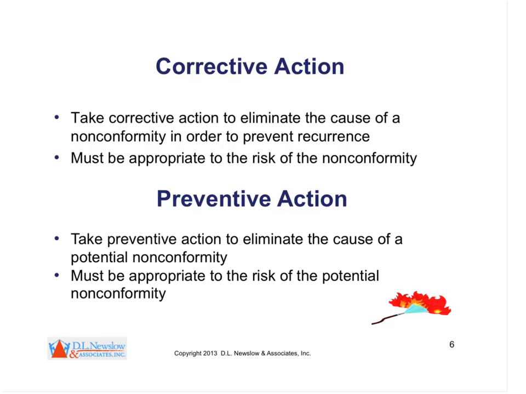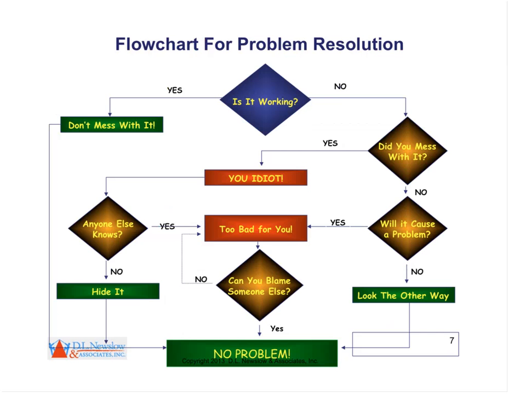But in today's world, we really can't make those mistakes. We need to do everything possible to prevent the occurrence of an issue and to protect the food safety of our products. This flow chart is supposed to be funny, but really what it does is reflect what not to do.